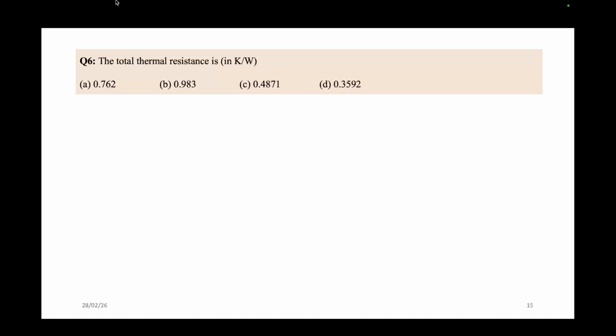Okay, next question. Please find the total thermal resistance. It is quite simple, because you just add these two resistances, nothing else.